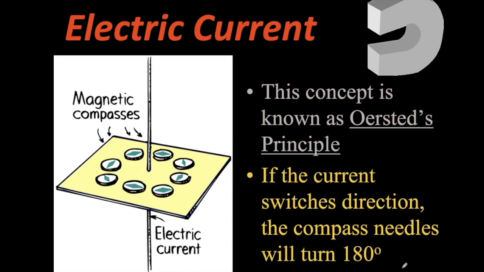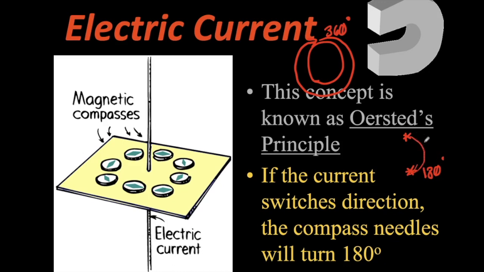So the electric current, this concept is known as Oersted's principle. If the current switches direction, the compass needles will turn 180 degrees. So remember that you have a circle. A whole circle is 360 degrees, the whole way around. But when you just go from here to here, that is 180 degrees. So basically, just half a circle.